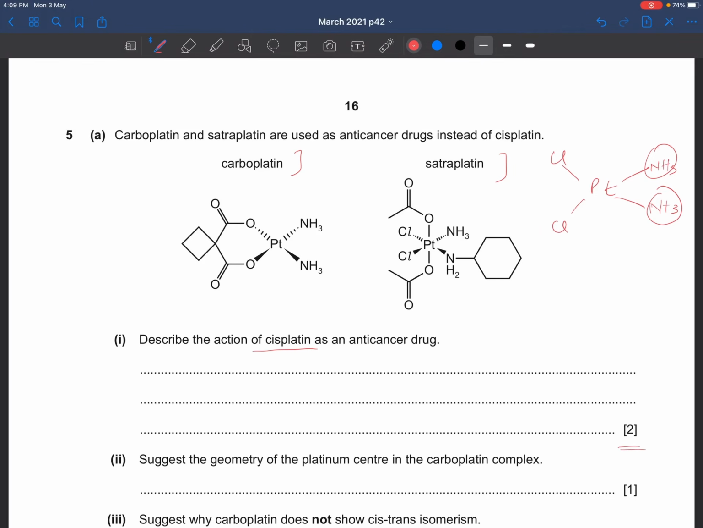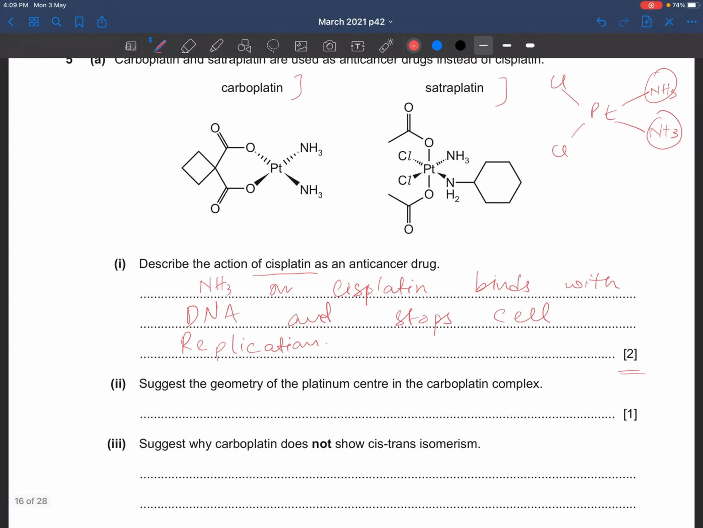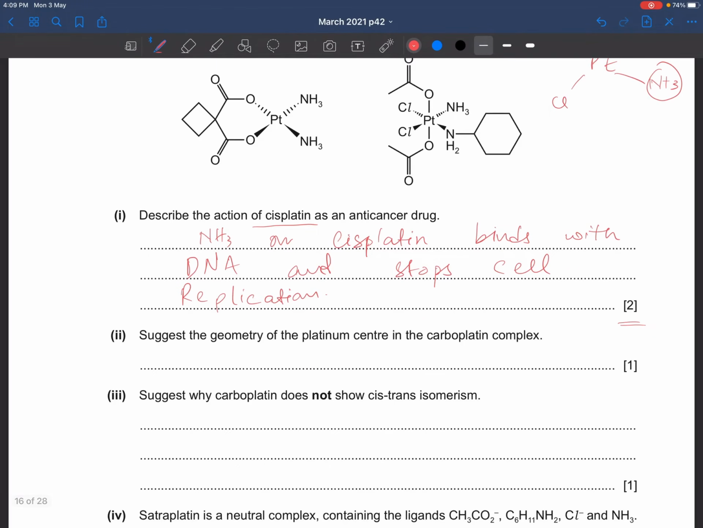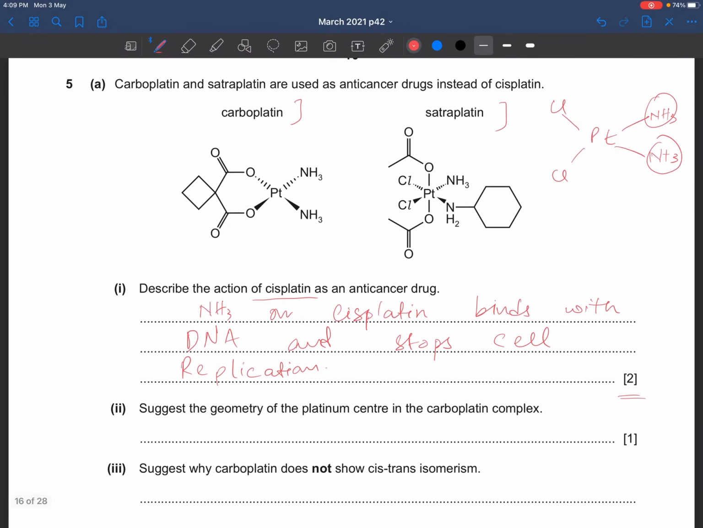So we have 2 marks here. We just simply say that NH3 on cisplatin binds with DNA and stops cell replication. Right? So it stops cell mutation. Suggest the geometry of the platinum center in the carboplatin complex. In the carboplatin complex, the geometry is square planar.